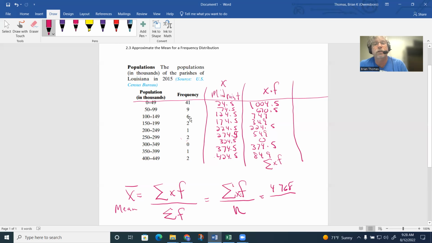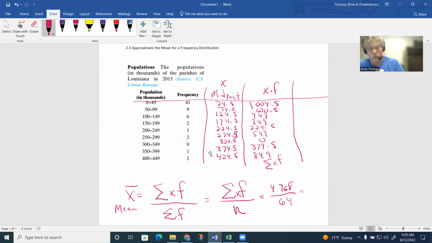To find how many actual frequencies there were, we have to add those together. So 41 and 9 would be 50, 56, 58, 59, 61, 62. It looks like I have 64 entries, or frequencies. If we double check that, 41 plus 9 is 50, 56, 58, 59, 61, 62, 64. That's the catch with a lot of this data when you do it by hand: it's so easy to make a mistake.